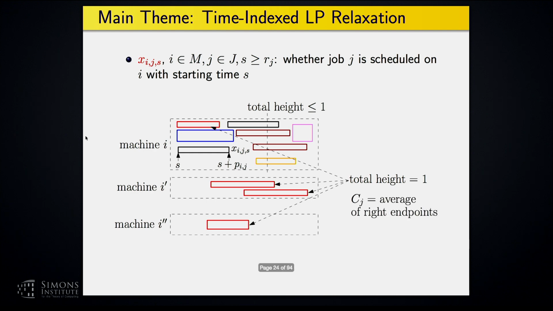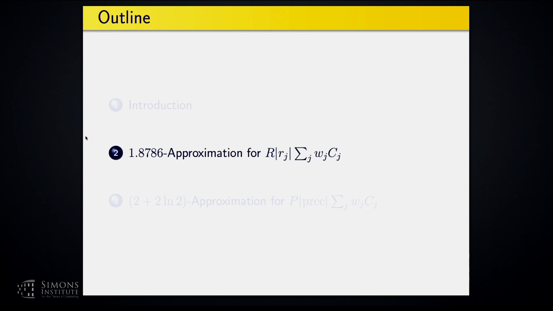And across different machines, for the same job, the total height should be exactly 1. And also, the completion time is just, we take all the right points of the rectangles for job J and take the average, where average is with respect to the heights of rectangles. And also we can capture the precedence constraints. There is a stronger set of constraints for this, but in this talk we will only use this, so this is sufficient. We just require the completion time of J prime to be at least the completion time of J plus Pj prime. Okay, so this is a constraint we are going to use. Now we move to the 2 results we have, and once we have this time-indexed LP relaxation, and we know the previous results, it's not hard to derive those results using the LP relaxations.